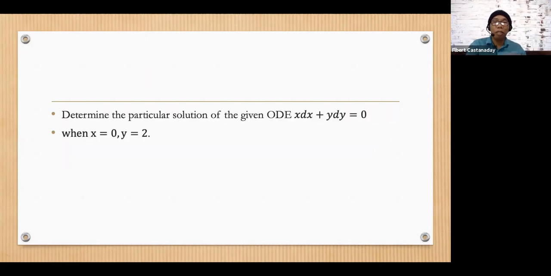To give an example, we have this one. Determine the particular solution of the given ODE x dx plus y dy equal to 0. I should not be solving this; what I should show you is how the particular solution is obtained. Anyway, we'll be dealing with first order DEs soon, so I'll be showing you the solution to that.